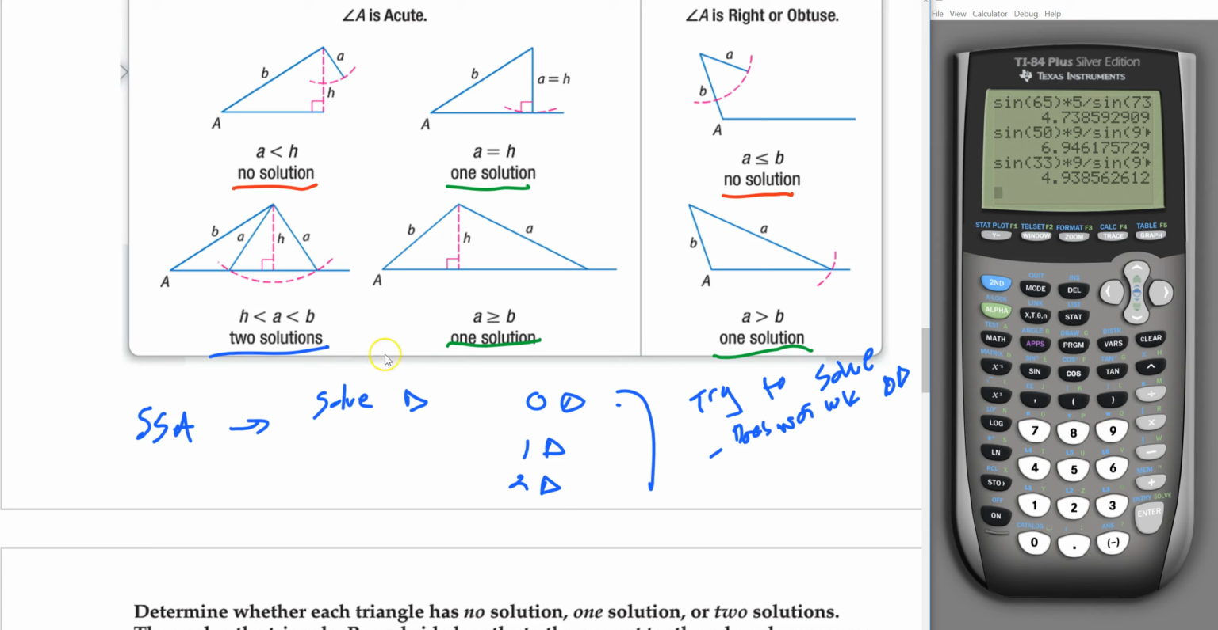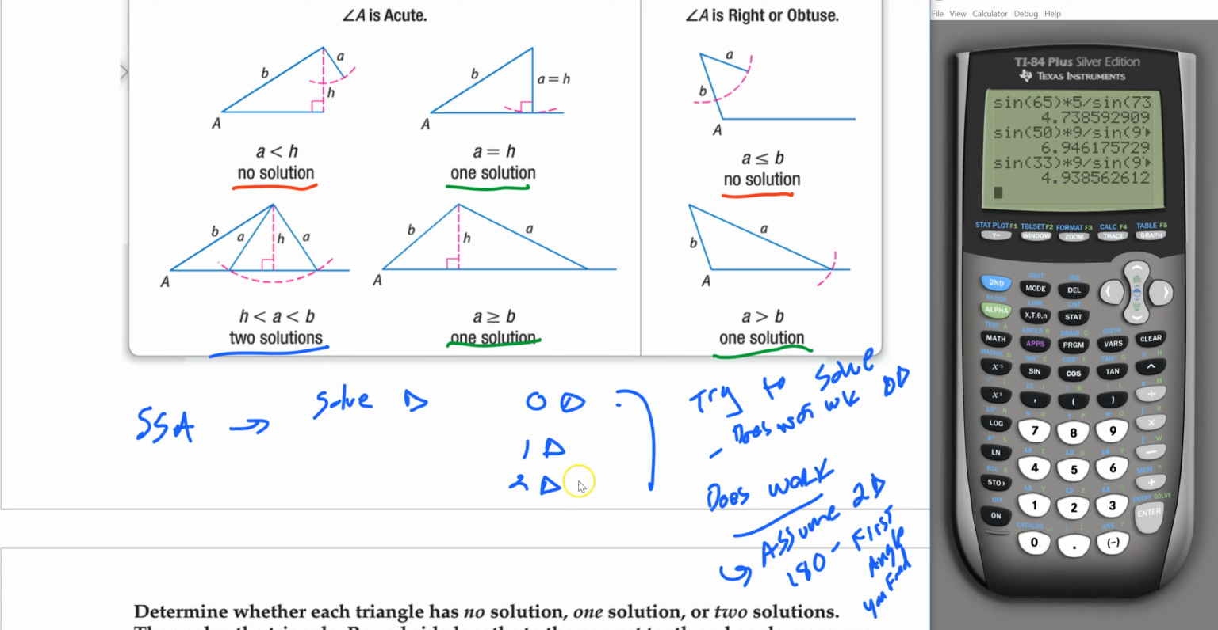So step 1, how do we know which one it is? Just try to solve it. If it doesn't work, you're going to have 0 triangles. If it does work, you want to assume there's 2. How do we do that? Well, you do 180 minus the first angle you find. So assume there's 2. Again, if it doesn't work at all, 0 triangles, you're done with the problem.